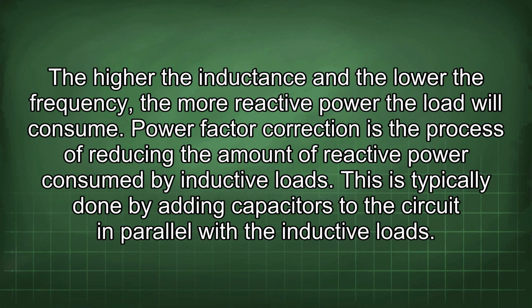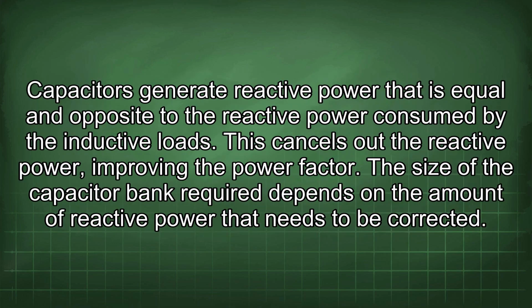The higher the inductance and the lower the frequency, the more reactive power the load will consume. Power factor correction is the process of reducing the amount of reactive power consumed by inductive loads. This is typically done by adding capacitors to the circuit in parallel with the inductive loads. Capacitors generate reactive power that is equal and opposite to the reactive power consumed by the inductive loads. This cancels out the reactive power, improving the power factor.